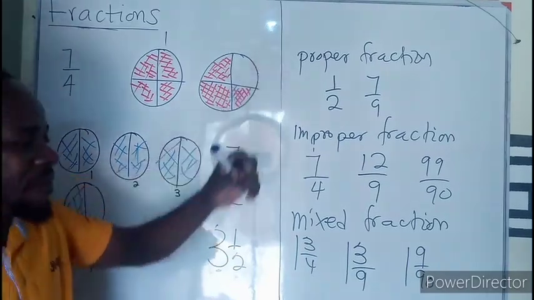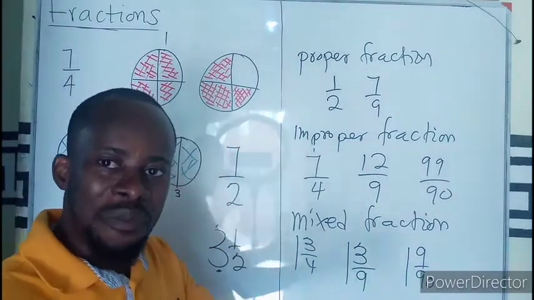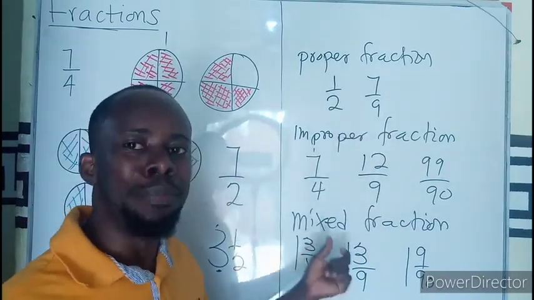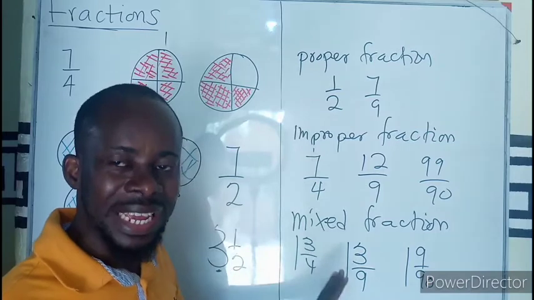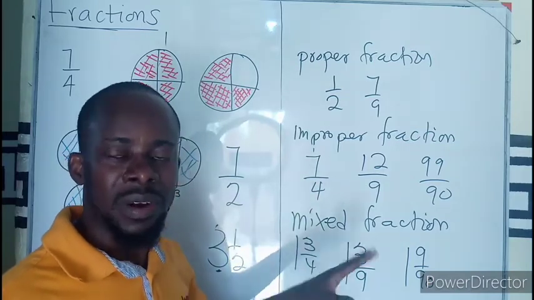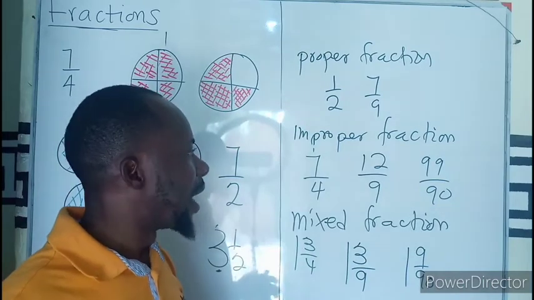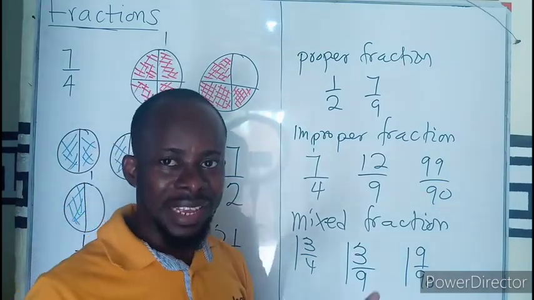So we can have types of fraction as proper fraction, improper fraction, and mixed fraction. So these are the 3 types of fractions, regardless of their equivalents. Alright, I believe the concept is clear.